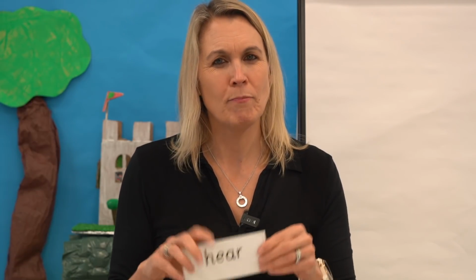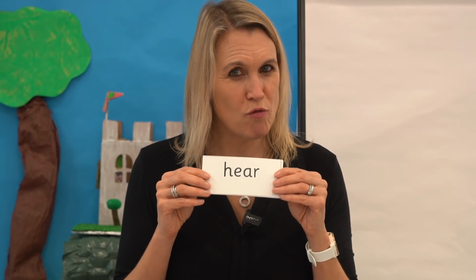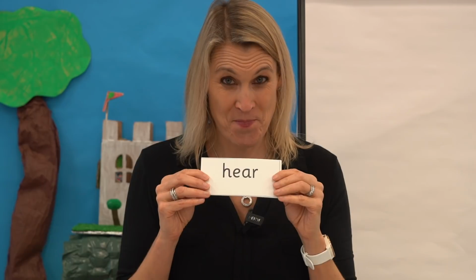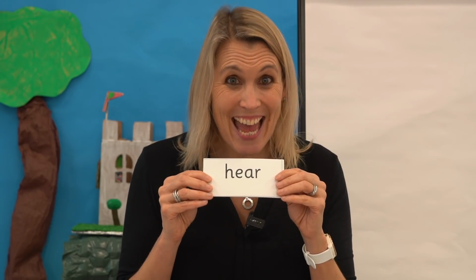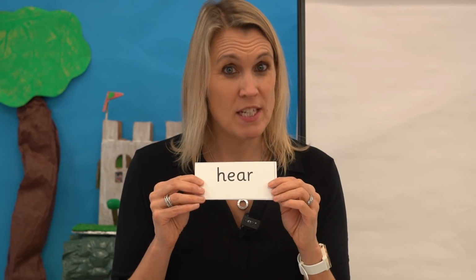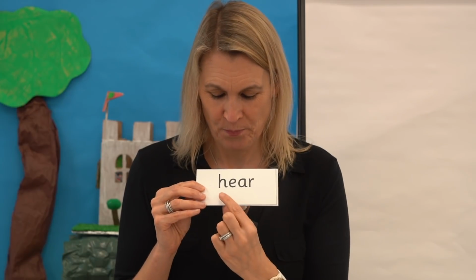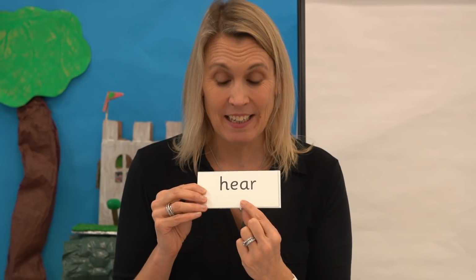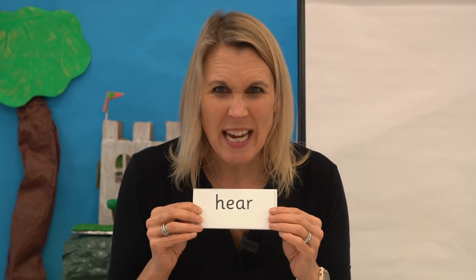Now, let's read some words with graphemes we already know. I bet you can read these words easily. Are you ready? Have a look. Can you spot the trigraph? 3 letters, 1 sound. Yes, the trigraph is ear. Read each sound, then blend. Ear, here. Can you hear me?